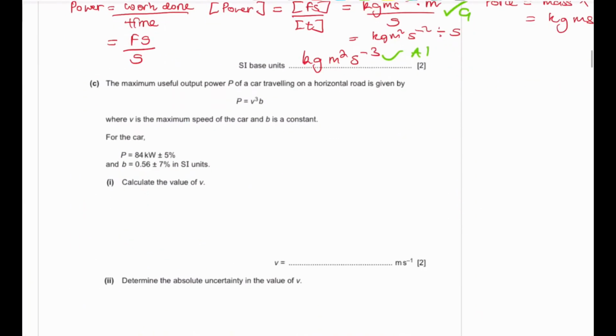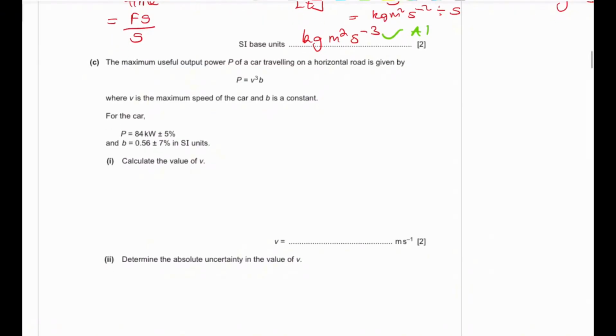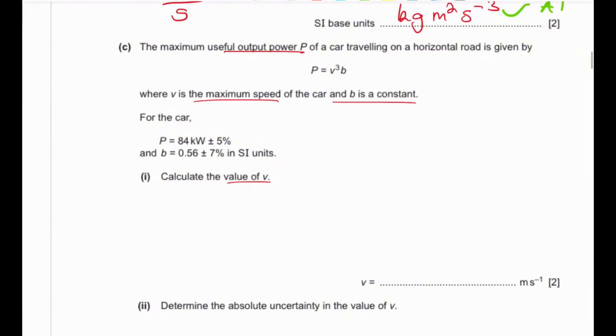Okay, moving on to the next question. We've been given that the maximum useful output power, P, is given by P = B v cubed, where v is the maximum speed and B is a constant. So we've been asked to calculate the value of v. Whenever they ask you to calculate the value of something, it's best you make that thing the subject of the formula. So v will be the cube root of P over B.